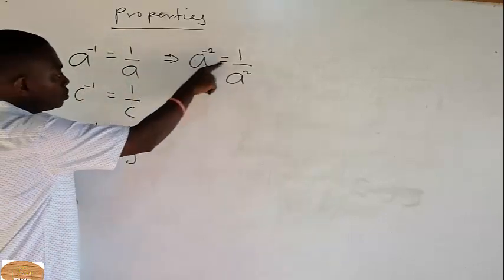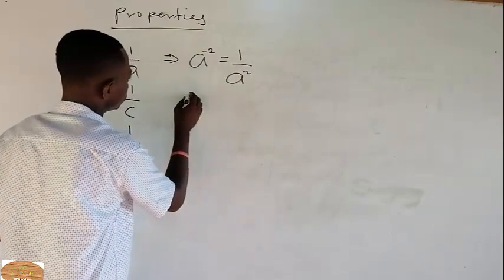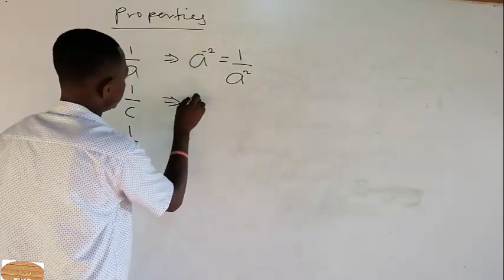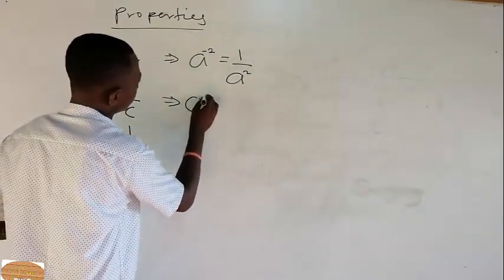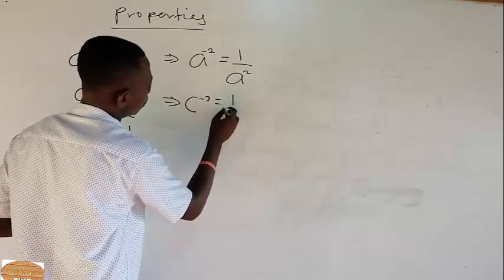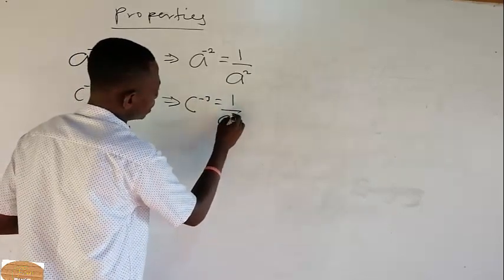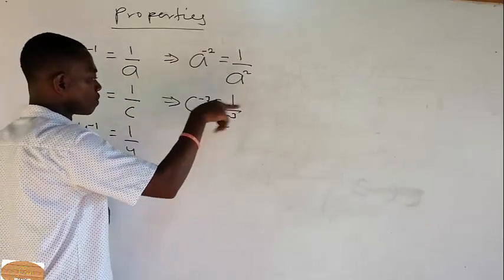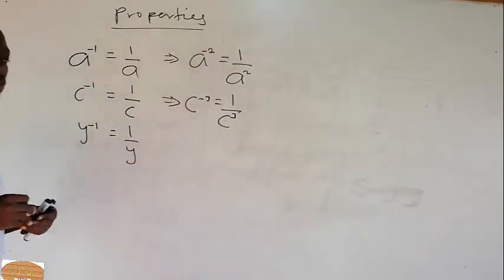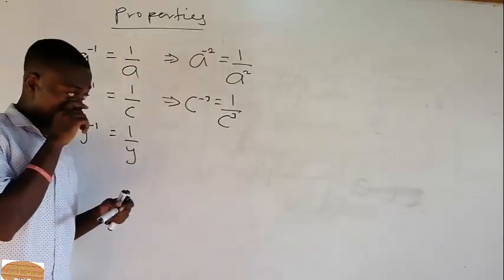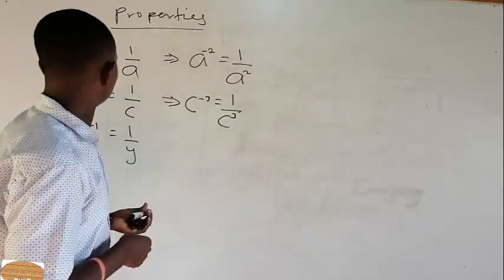So if here is 3, the 3 will come. So c to the power minus 3 is the same as 1 over c to the power 3. So the moment you write this 1 over, then the minus will go. Alright, so that's that. Now let's move on.